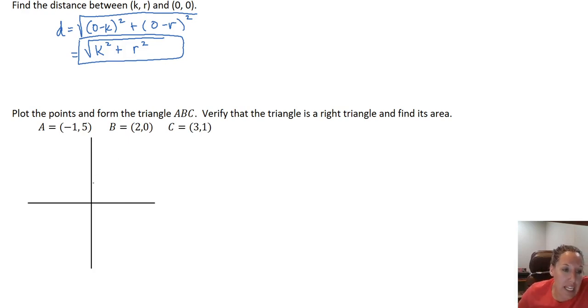All right, so the point A is (-1, 5). So (-1, 5) is going to be in quadrant 2. B is the point (0, 2), so that's going to be on the positive y-axis. And then C is the point (3, 1). It's going to be in quadrant 1. So we get a triangle.